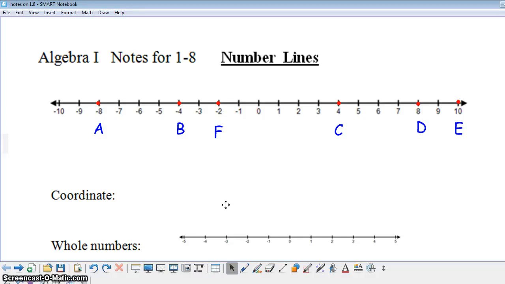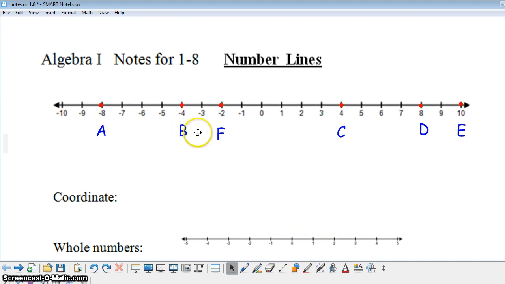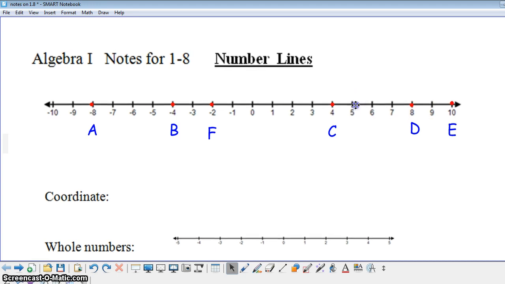For this screencast, we're going to take a look at number lines. If you don't have these labelings on your number line already, A, B, F, C, D, and E, please add those to your number line with the points -8, -4, -2, 4, 8, and 10 above it.